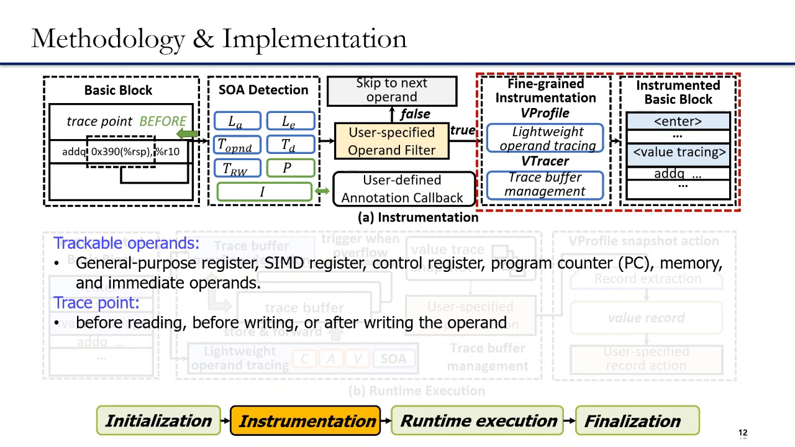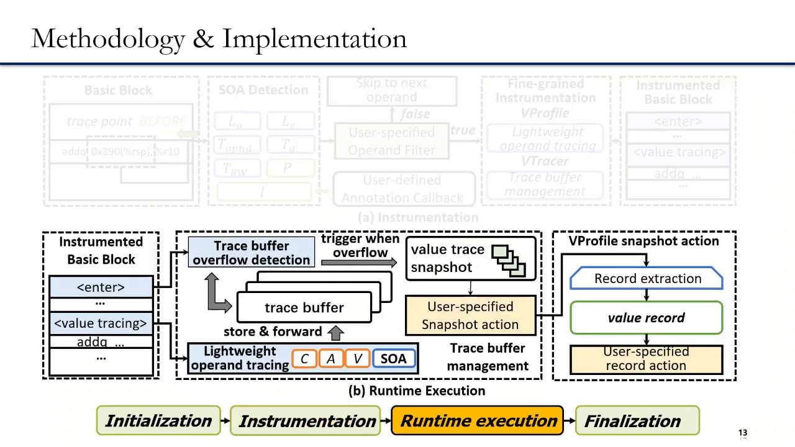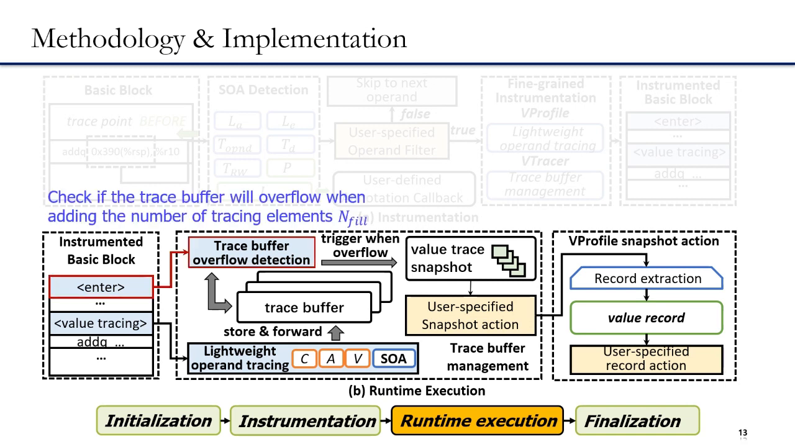Only the operands that remain after operand filtering will be instrumented with lightweight operand tracing and trace buffer management. After instrumentation, the instrumented basic block will be executed with trace buffer management and vProfile/swap actions, as shown in Figure B. Specifically, when entering an instrumented basic block, VClinic first detects whether the trace buffer will overflow according to the number of tracing elements residing within this basic block.